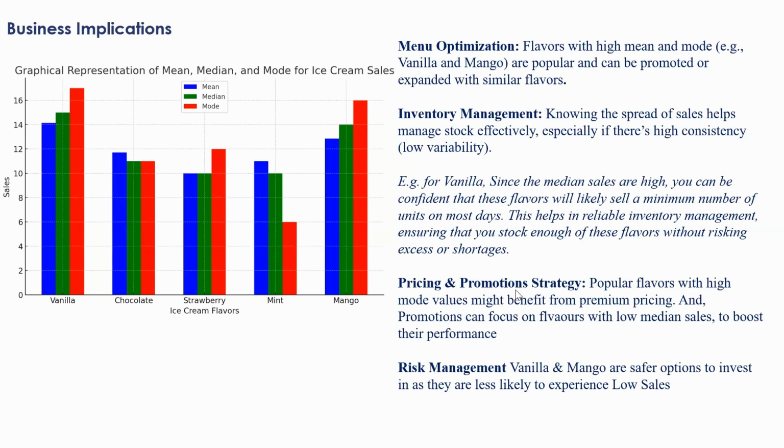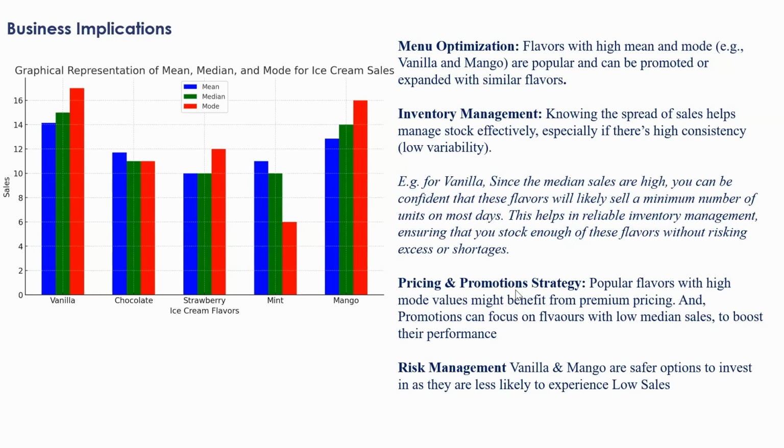Second implication is inventory management. Knowing the spread of sales helps me manage my stock effectively, especially if there is a high consistency. High consistency means variability कम है, they are much more consistent. For example, for vanilla, since the median sales are high, you can be confident that these flavors will likely sell a minimum number of units on most days. This helps in reliable inventory management. So इतना minimum तो होगा ही होगा.